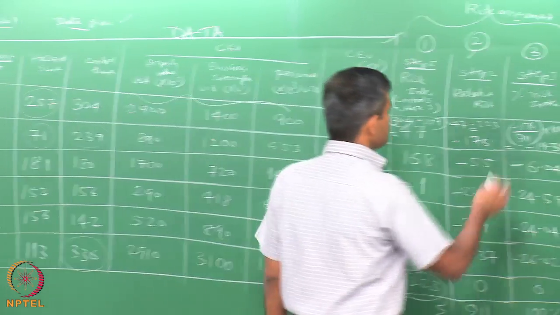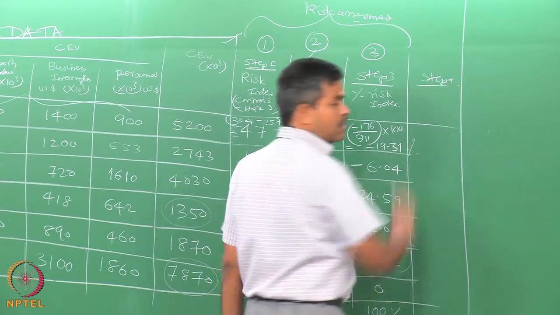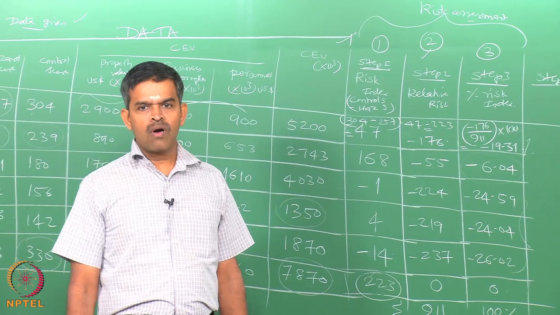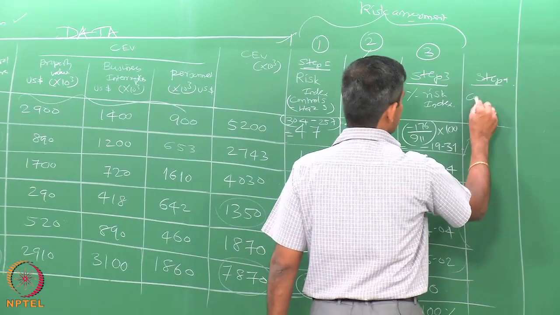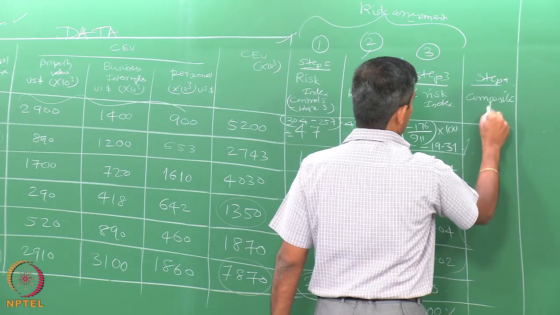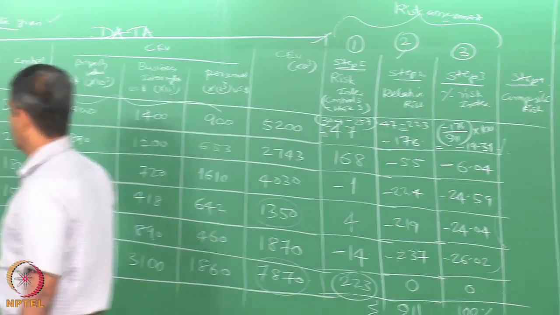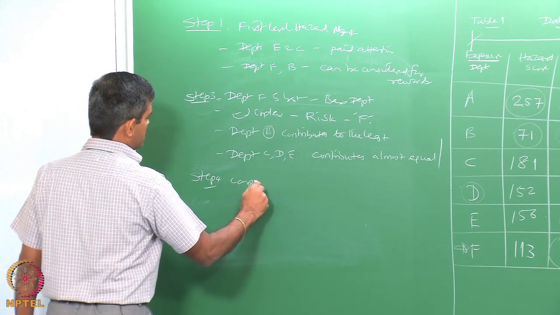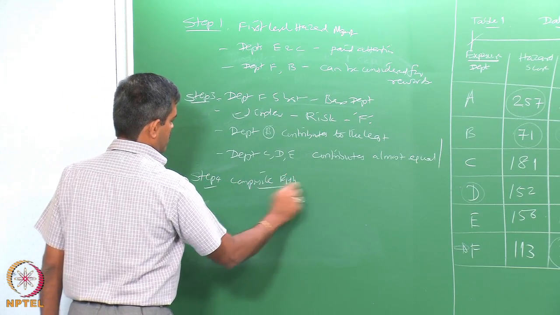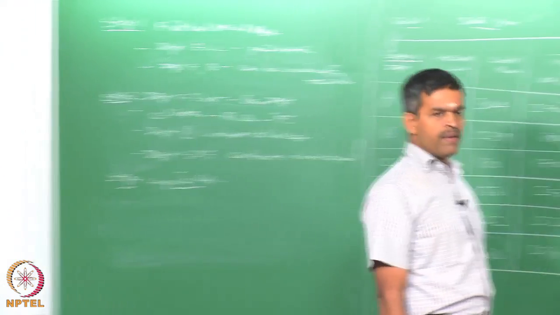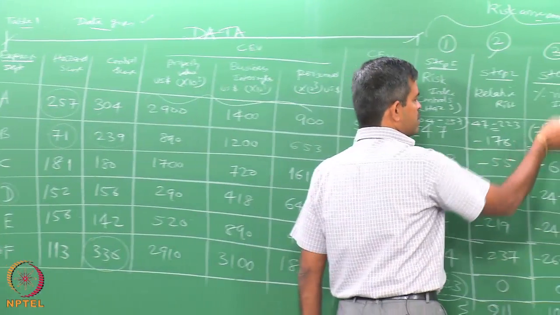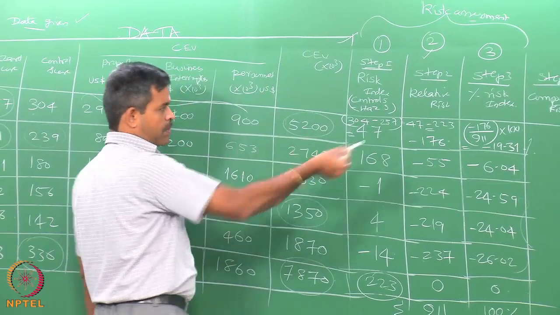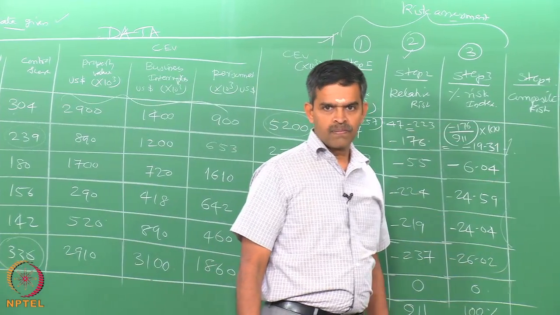So, step number 4, I would like to convert this in terms of composite risk. That is what I am going to do here. So, step number 4, let us say composite risk. I want to complete this. How do I do it? It is very easy. I have the percentage risk, multiply this with the composite exposure value of each department and get the composite risk. Okay?